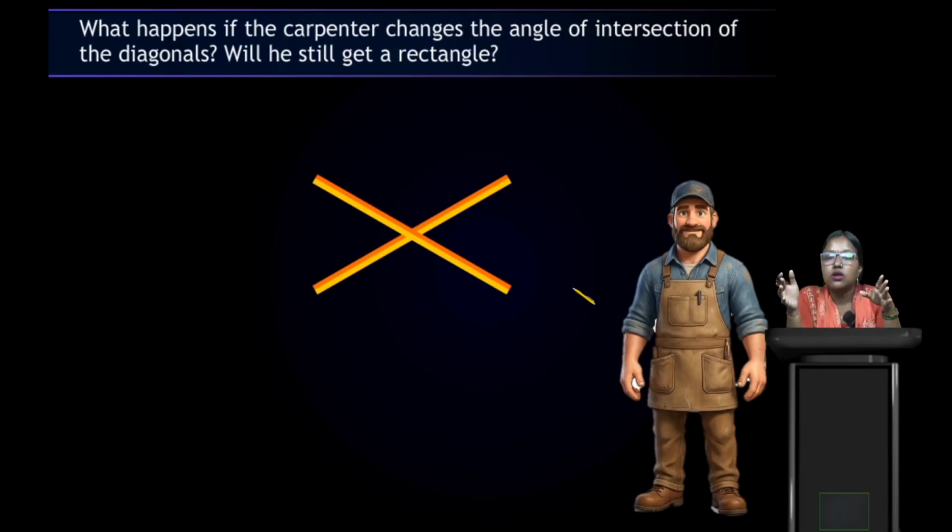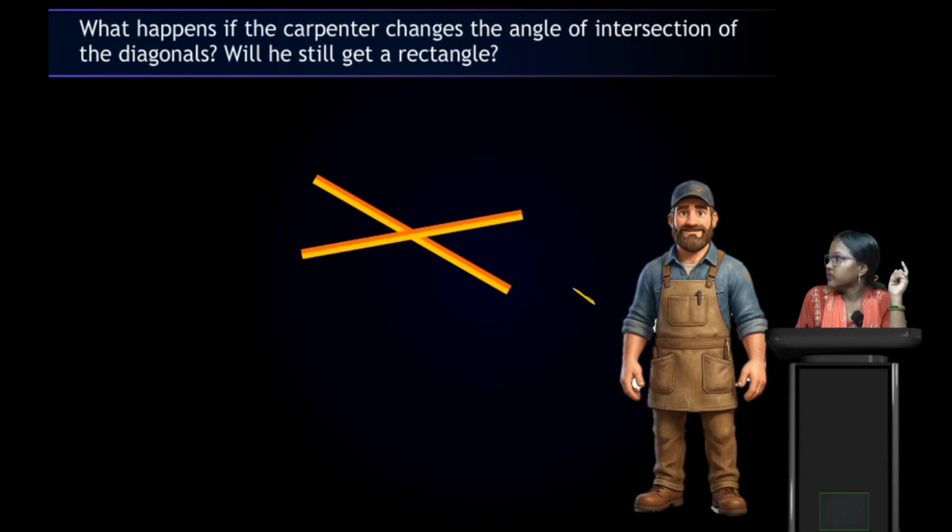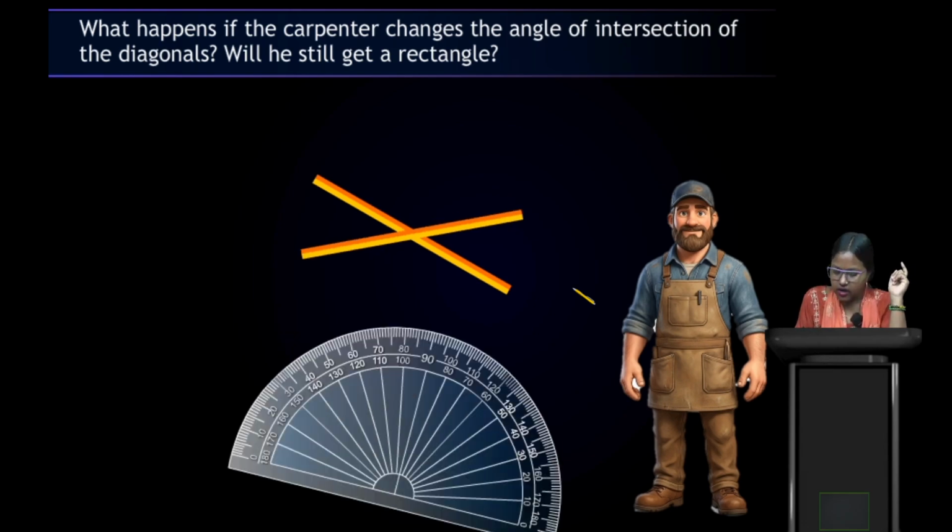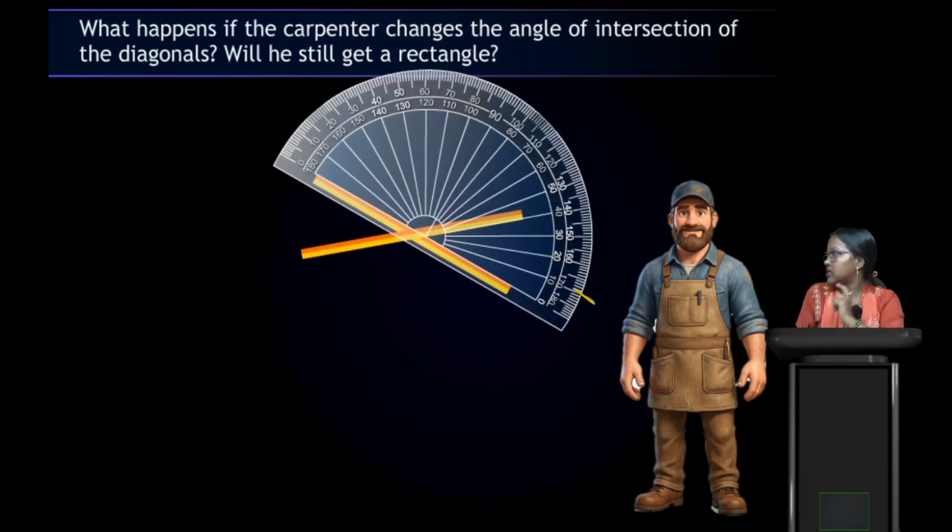Previously it was 60 degrees. Suppose he intersected both the strips at the midpoints, but now he changed the angle. Now what will happen? Will it still be a rectangle or will it be something else? Now see, this time how much? It is showing about 40 degrees. So now the angle became 40 degrees. Now what will happen?